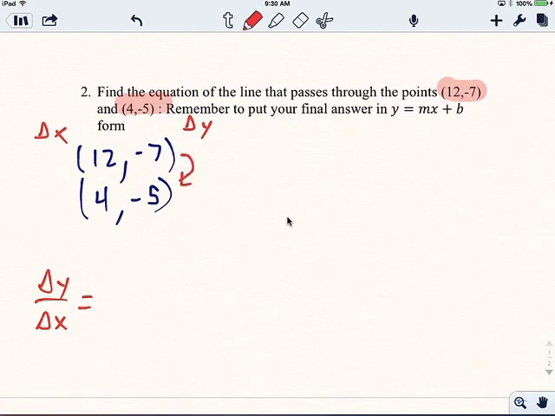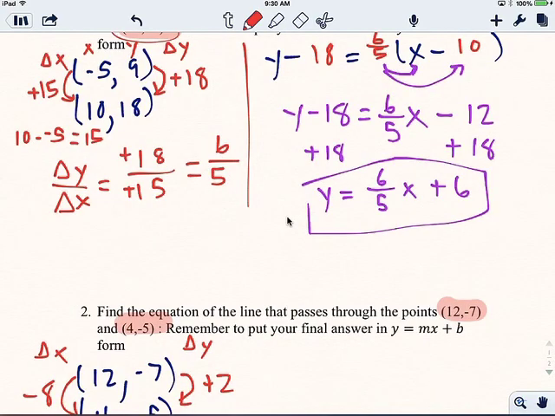-7 to -5 is plus 2, and 12 to 4 is -8. And so my delta y is plus 2, my delta x is -8. And so the minus on the bottom is going to make the whole thing negative, and 2/8 reduces to 1/4 because they're both divisible by 2. All right, I've got my slope.